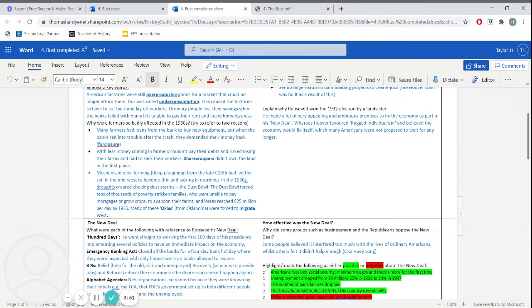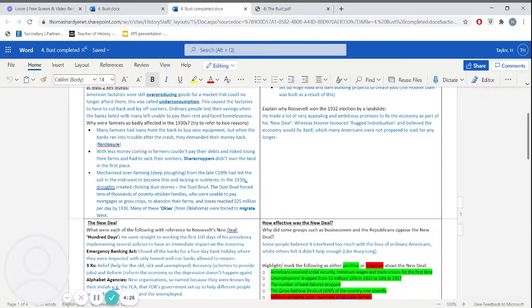And mechanized over-farming, also known as deep ploughing, from the late 19th century, had led soil in the Midwest to become thin and lacking in nutrients. In the 1930s, droughts created choking dust storms. This is referred to as the Dust Bowl. The Dust Bowl forced tens of thousands of poverty-stricken families who were unable to pay mortgages or grow crops to abandon their farms. The losses reached 25 million per day in 1936. Many of these Okies, or people from Oklahoma, were forced to migrate west to look for new land.